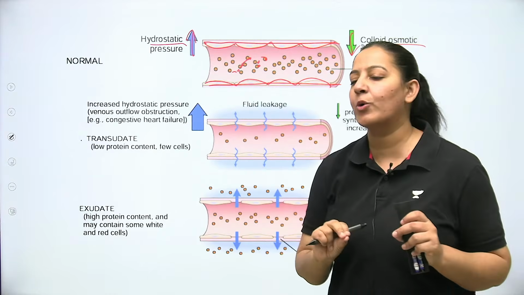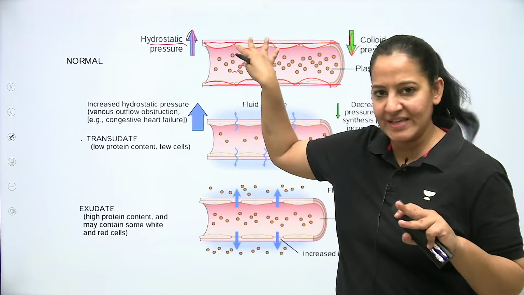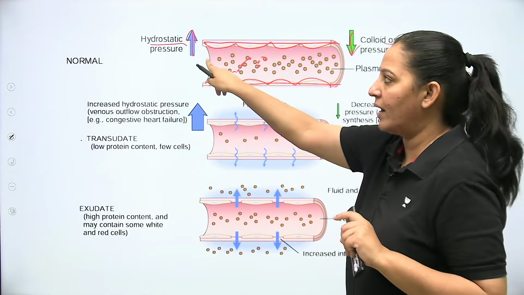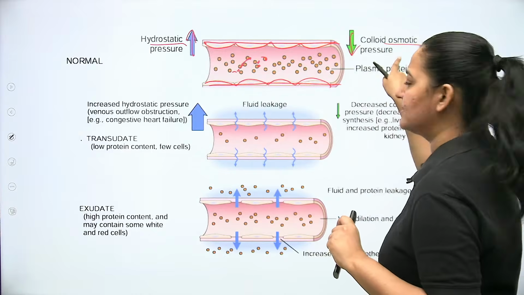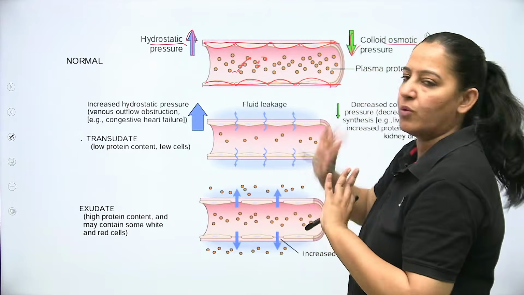Robbins is a great author. See in the diagram what he has shown: a blood vessel with continuous endothelium with protein inside, and see the size of the 2 arrows. One is outward, that is hydrostatic. One is inward, that is osmotic, and the size is equal, meaning the pressures are equal. So there is no edema. In the background, you can't see any edema.